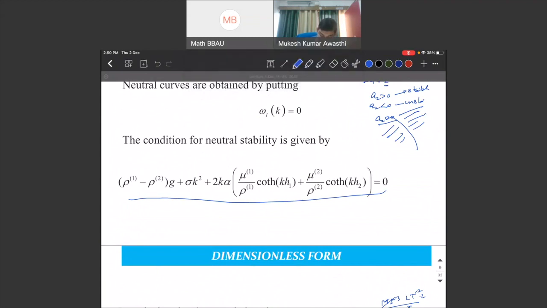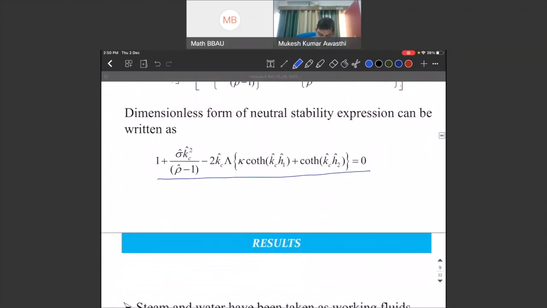Here one thing we can see, that if mu1 and mu2 are 0, then this total term goes to 0. Means with taking inviscid fluids, the effect of heat transfer cannot be added into the analysis of Rayleigh-Taylor instability. Means if we want to study the effect of heat and mass transfer, then in the linear analysis, fluids must be viscous.